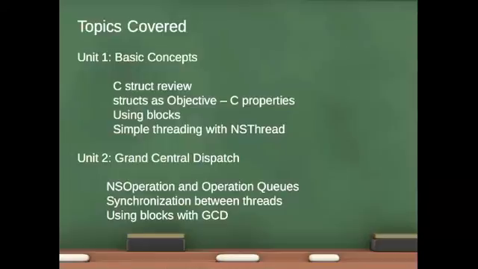We're also going to talk about something called a block. And this is a C construct in the LLVM compiler that is used in various ways. And a block is just a piece of code with or without a name that is used as a function that can be passed to other functions, can be passed to methods, and it's a very useful concept. We'll talk about simple threading using a class called NSThread. So Unit 1 is all about some basic concepts that we need to cover before we jump into the other topics in the course.